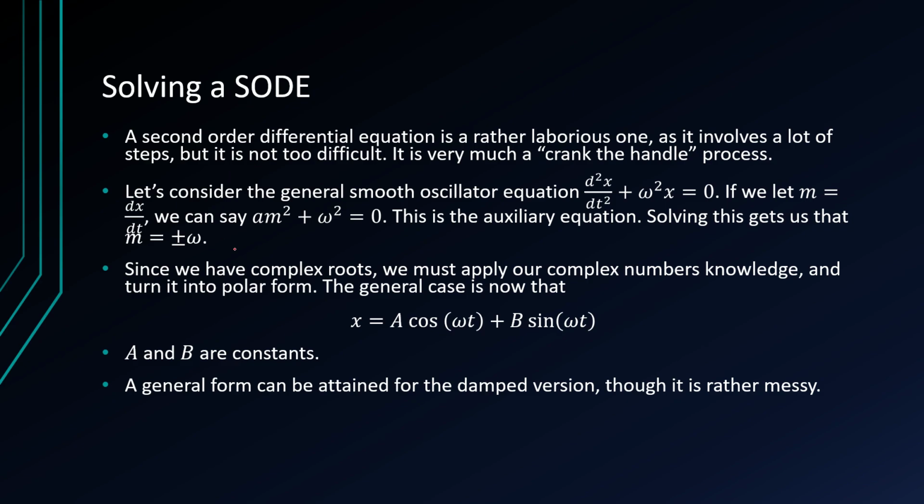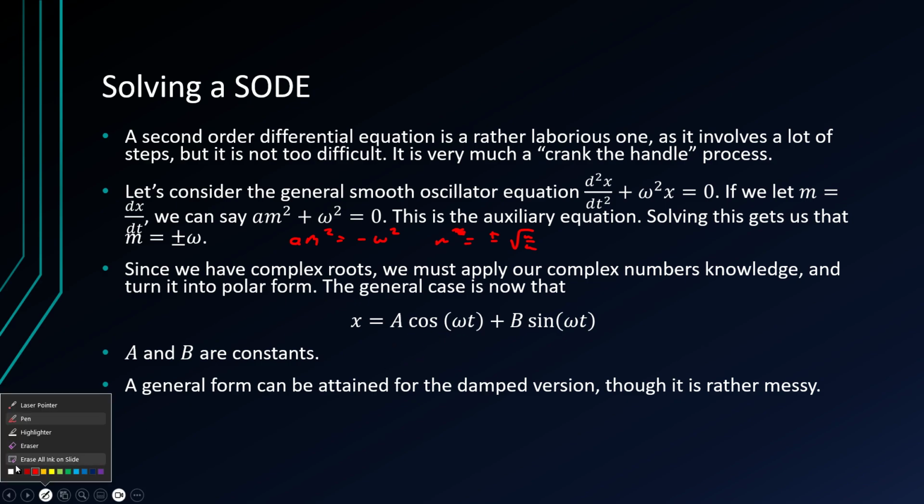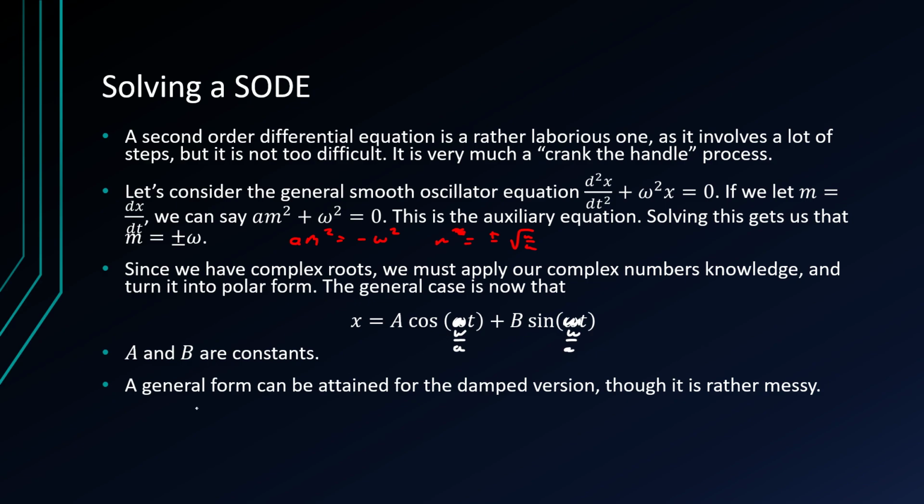These should actually be complex roots, so I'll just resolve this again, because I think there's a mistake here. So it's minus omega squared, and so m squared is plus minus, oh no, m is plus minus square root omega over a. So these should actually be omega over a's and not just omegas. So let me just go ahead and fix this. So that should be omega over a, should be omega over a.